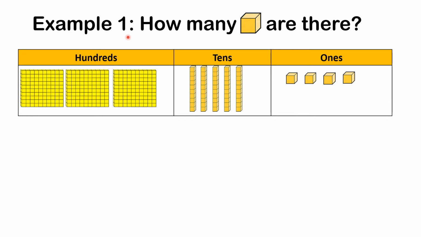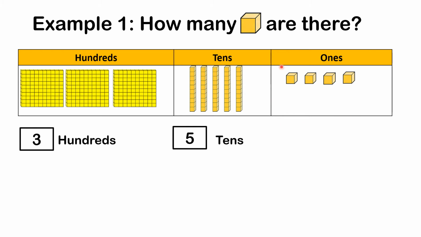We have here example 1 on counting how many cubes there are. We have groups of hundreds, tens, and ones. So let's count how many hundreds we have here. We can see that there are 3 hundred flats: 1, 2, 3. So we have 300. Next, let's have a look at tens. Here we have 5 ten sticks: 1, 2, 3, 4, 5. So we have 5 tens.